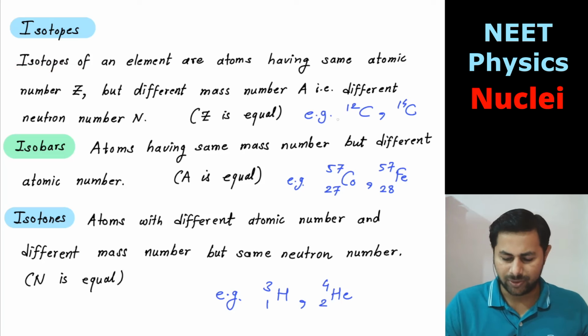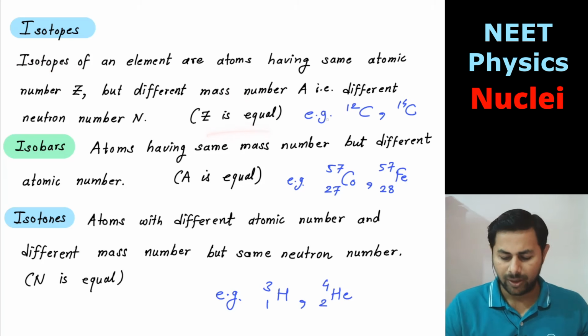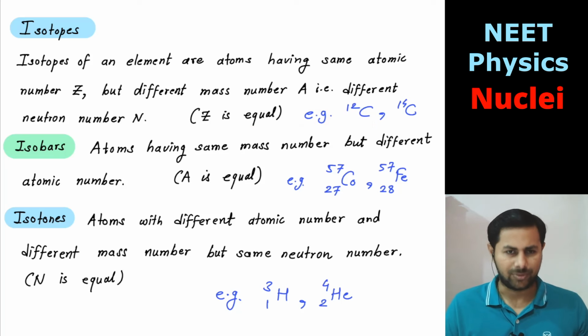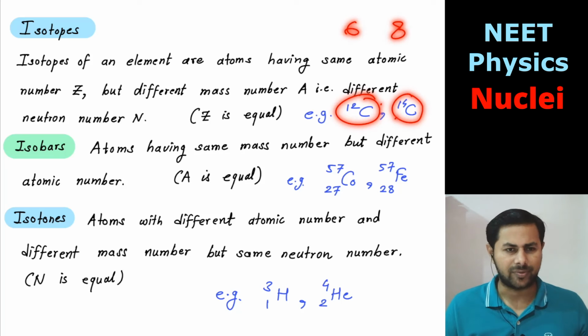So isotopes have the same atomic number but different mass number, z is equal. For example, carbon 12 and carbon 14 are isotopes. There are 6 neutrons in carbon 12, and 8 neutrons in carbon 14.